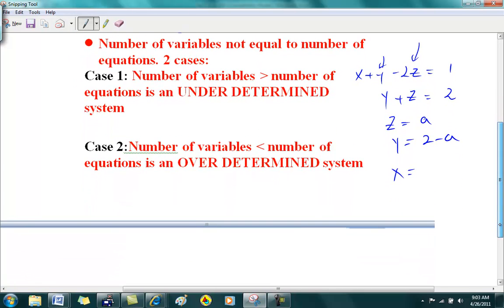In the case where the number of variables is less than the number of equations, it's an overdetermined system. So for example, let's say I had x plus y equals 3, x minus 2y equals 6, and x plus 3y equals minus 5. I've got 2 variables but 3 equations, and the system is called overdetermined. The number of variables is less than the number of equations.